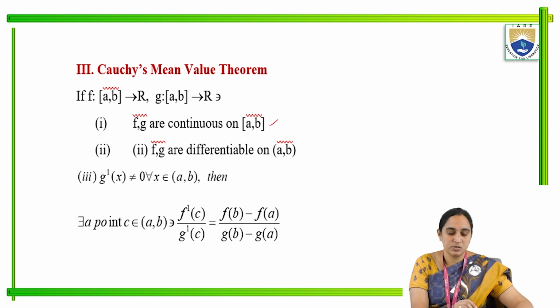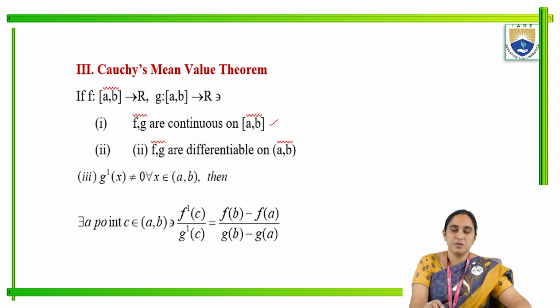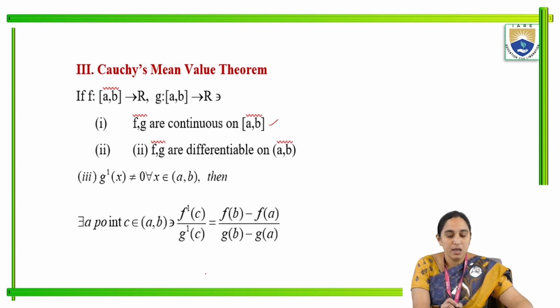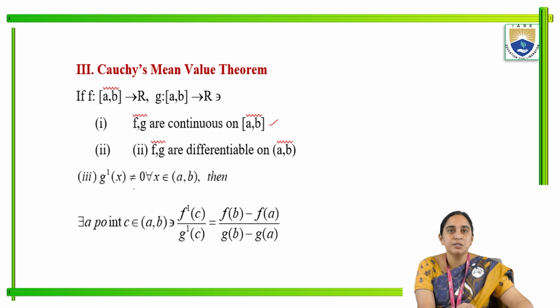then there exists a point c belongs to (a, b) such that f dash of c by g dash of c is equal to f of b minus f of a by g of b minus g of a. Observe the third condition, g dash of x not equal to 0. If it is 0, then we get an infinite term, so the denominator is always not equal to 0. This is Cauchy's mean value theorem.